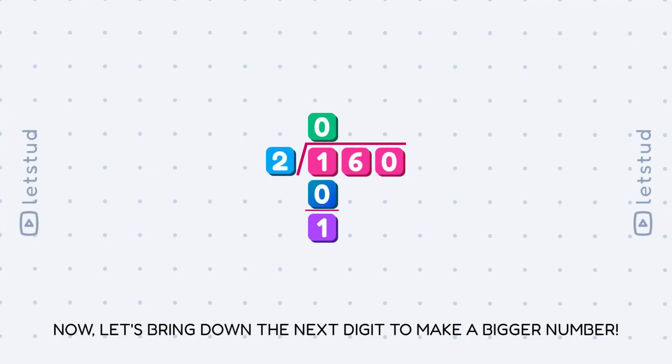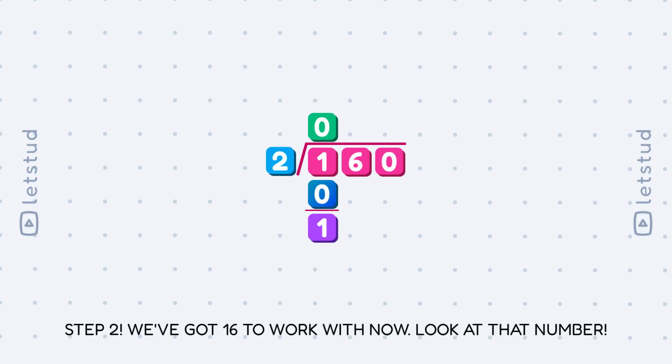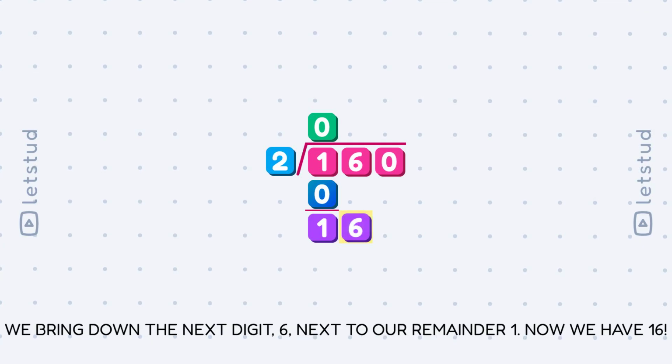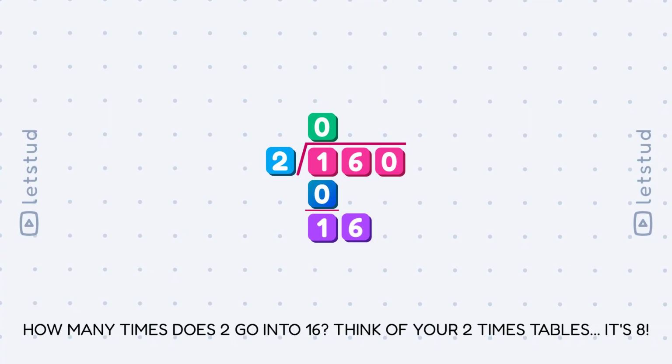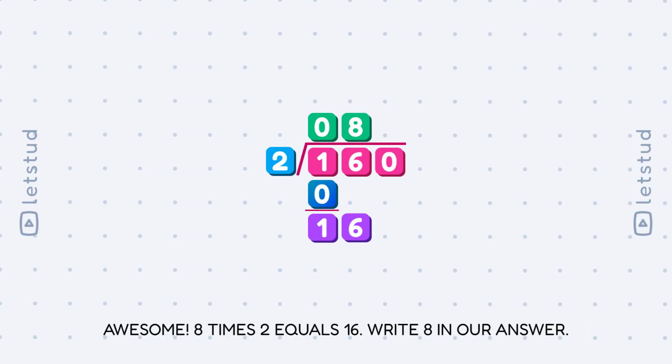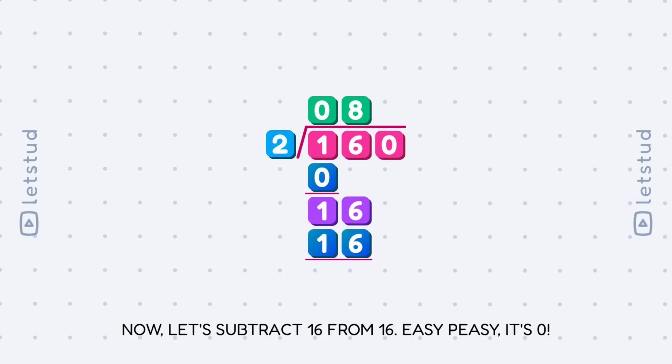Now, let's bring down the next digit to make a bigger number. Step 2, we've got 16 to work with now. We bring down the next digit 6 next to our remainder 1, and now we have 16. How many times does 2 go into 16? Think of your 2 times tables, it's 8. Awesome, 8 times 2 equals 16, so write 8 in our answer. Now let's subtract 16 from 16, easy peasy, it's 0.